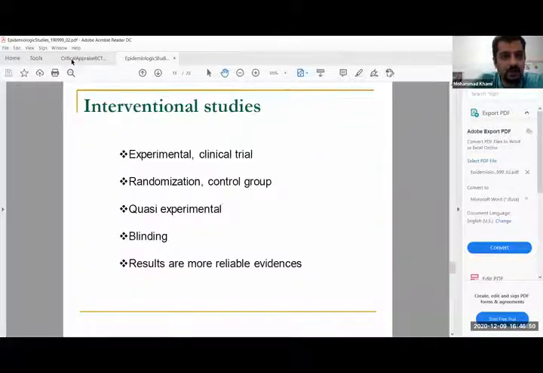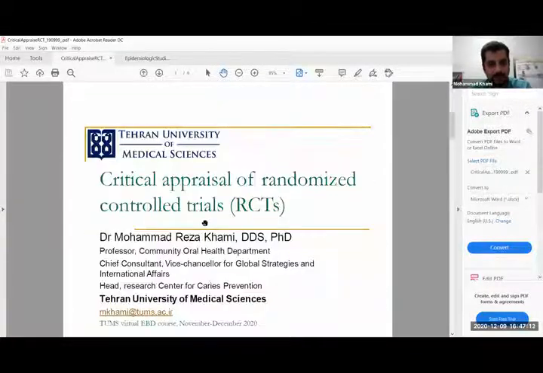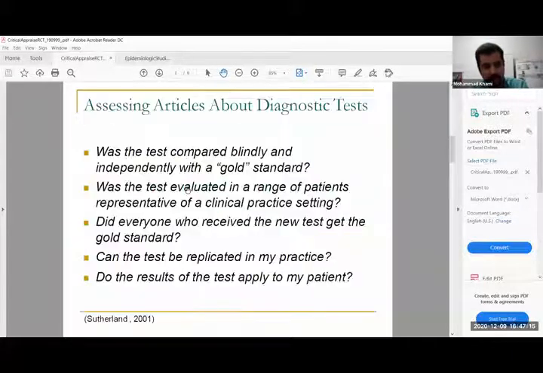Okay, and then we can now go to the next presentation, which is about critical appraisal of randomized controlled trials. With the basics of appraisal that Dr. Shamshiri nicely presented, it's now much easier to focus on randomized controlled trials. Before that, I just want to present some criteria for critical appraisal, but from the perspective of our PICO questions.